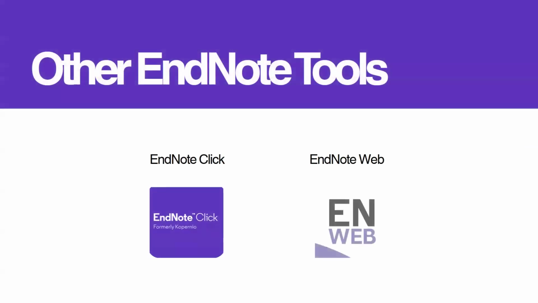So EndNote also offers some other tools as well. These aren't what we will be teaching you today, which is EndNote Desktop, essentially. This is the core of the EndNote product. These are sort of add-ons. EndNote Click is an add-on to Google Chrome, and this allows you to gather those citations directly from the browser and then import them into your EndNote library that way. And we're not going to go very deep into either of these. It's mostly just so that you know they're here.